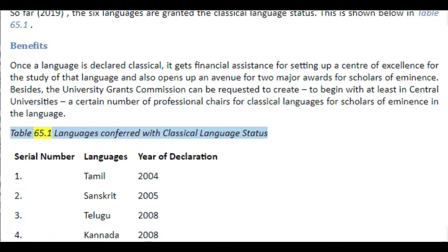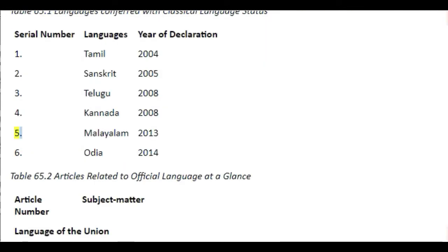Table 65.1 Languages conferred with classical language status. Serial number. Languages. Year of declaration. 1. Tamil, 2004. 2. Sanskrit, 2005. 3. Telugu, 2008. 4. Kannada, 2008. 5. Malayalam, 2013. 6. Oriya, 2014.